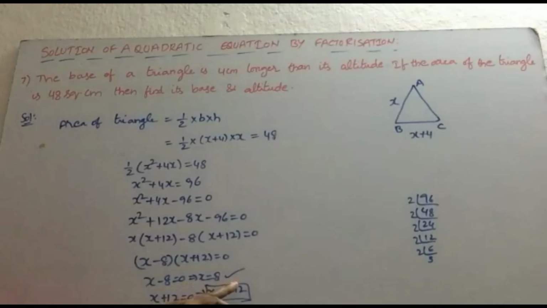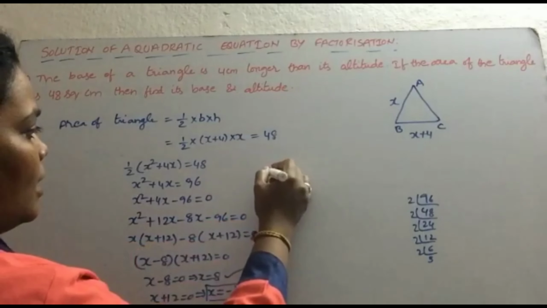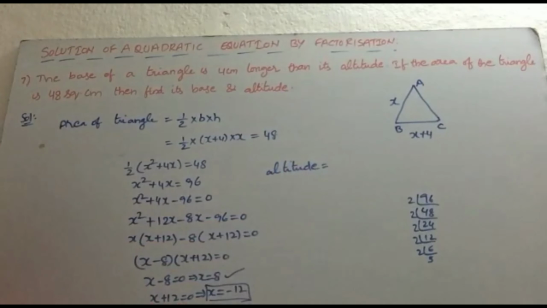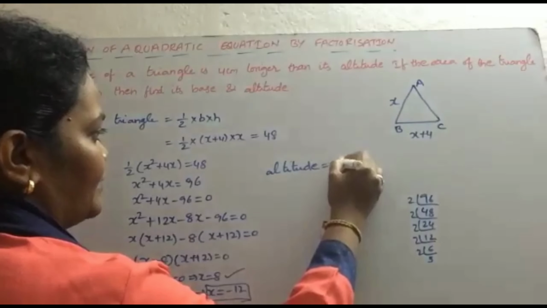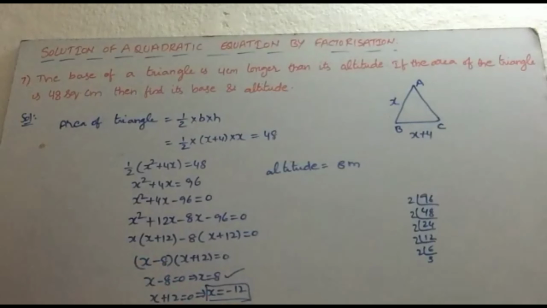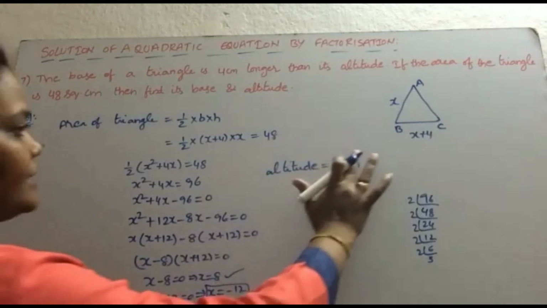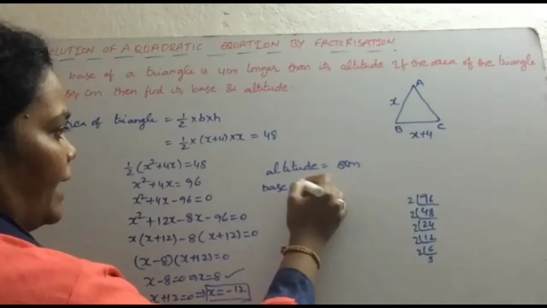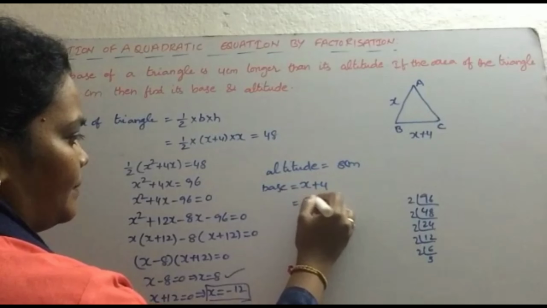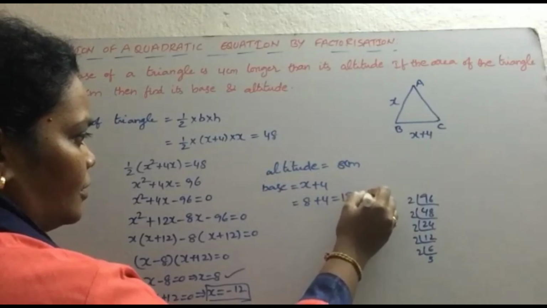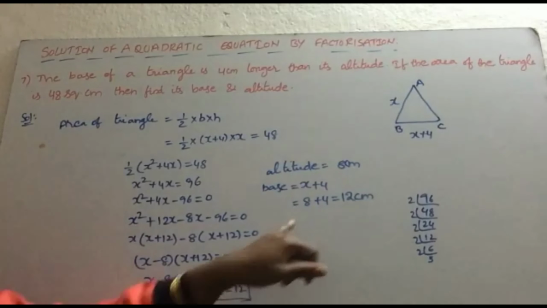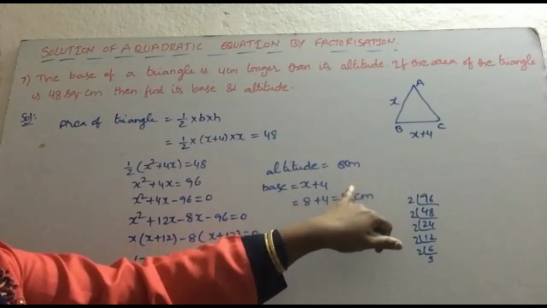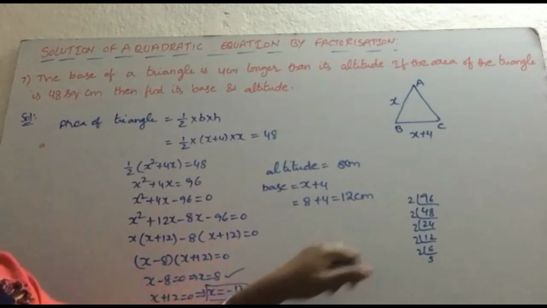So x is equal to 8. What is x? X is the altitude. So altitude is equal to 8 centimeters. And next, base is equal to x plus 4. That means 8 plus 4, that is equal to 12 centimeters. So altitude is equal to 8 centimeters and base equal to 12 centimeters.